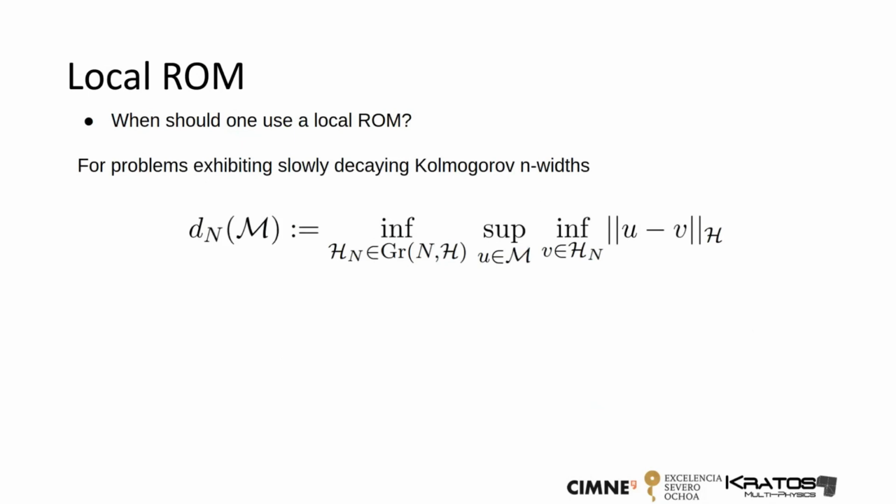Some questions now. When should one use local ROM? Of course, for problems exhibiting slowly decaying Kolmogorov n-widths, right? So the Kolmogorov n-width, just to remember this, is the supremum over all of the members in the solution manifold, and the infimum over the members of the subspace, of the norm of u minus v, in the norm given by the inner product in this space. Basically saying the worst projection error in the best linear subspace.